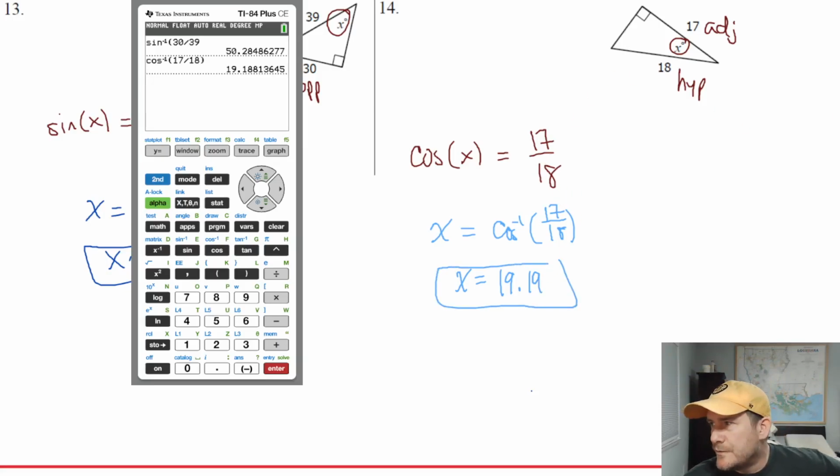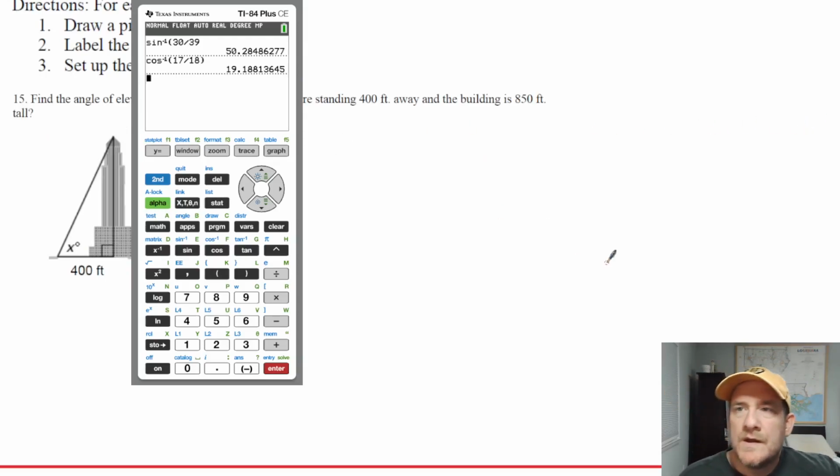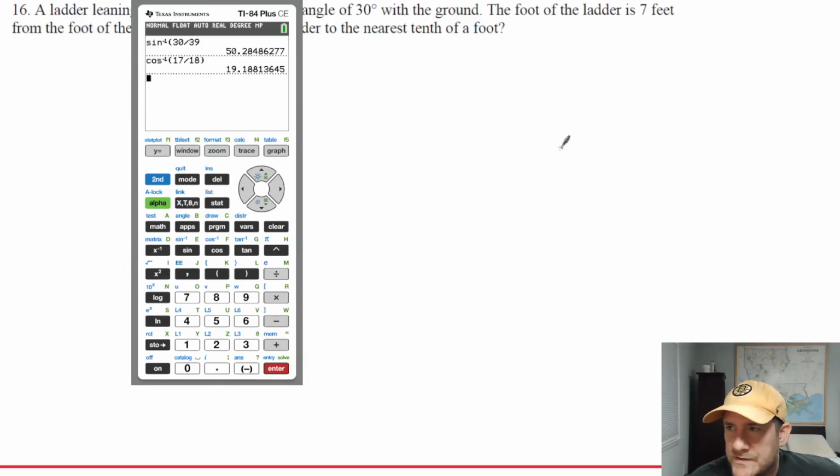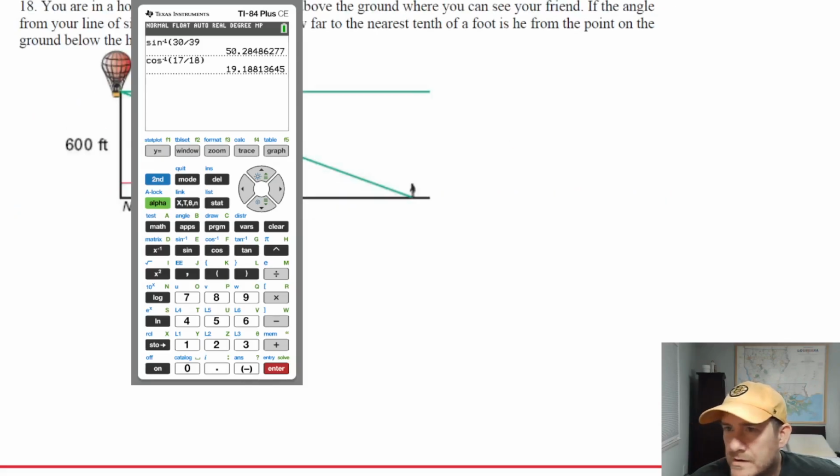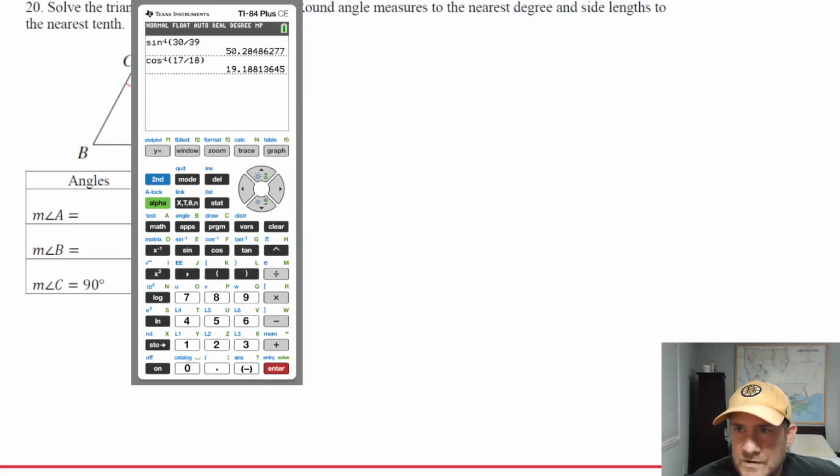All right, I think word problems are up now. Yep. So word problems can be tricky if you have to draw your own picture. But notice for number 15, the picture is already drawn. For number 16, there's no picture. 17 gives you a picture. 18 gives you a picture.